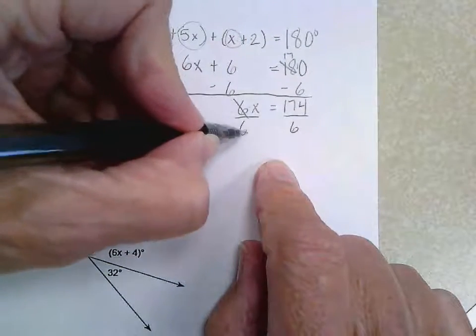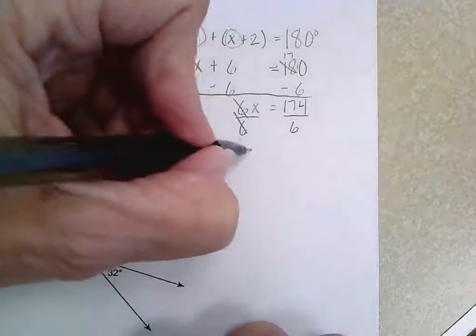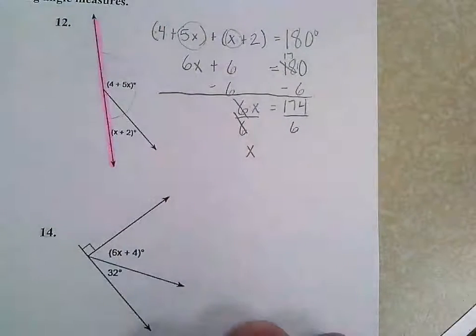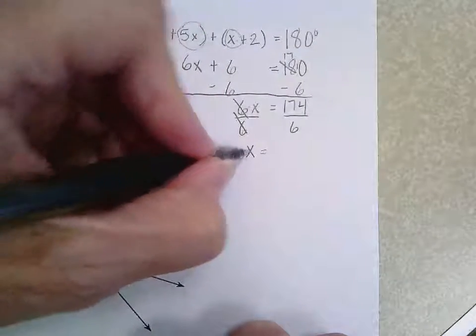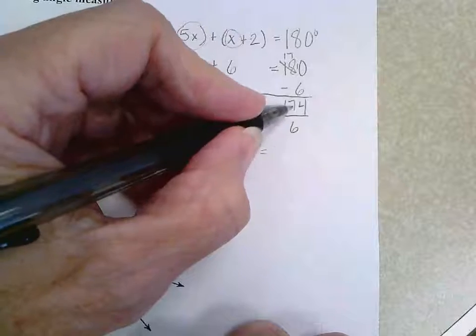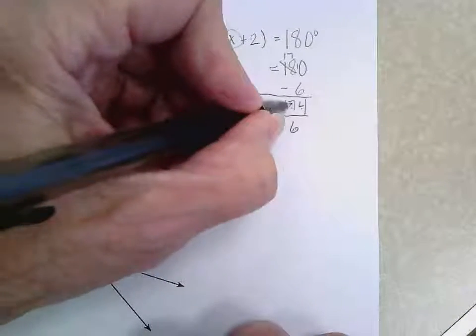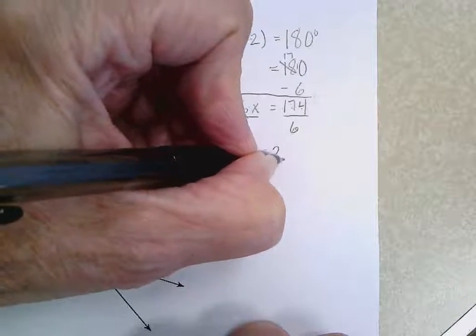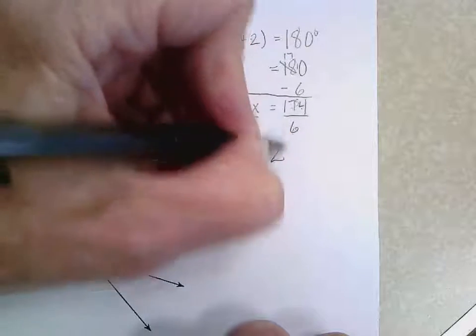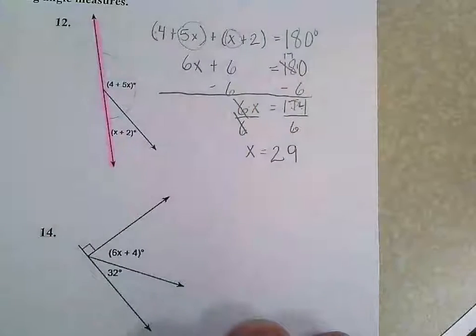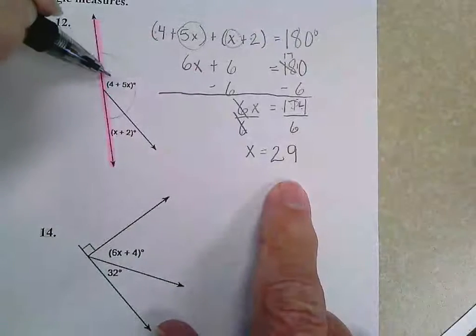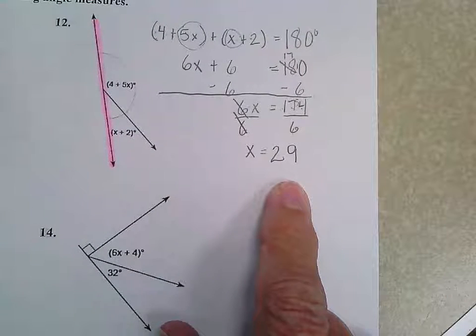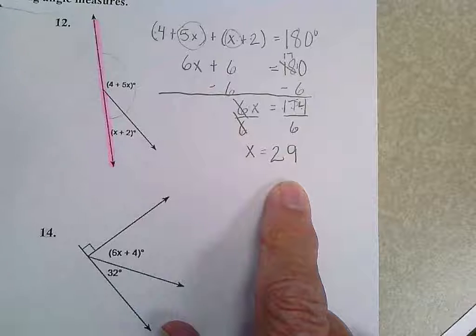So that means that on the left-hand side, my 6's cancel to 1's. So I have 1x. And then when I divide 174 by 6, I'm going to get 2 and a 9, 29. 6 times 9 is 54. So I'm trying to find the missing angle measures.